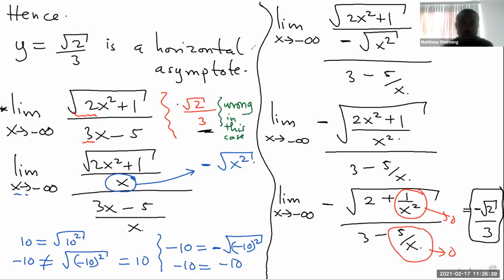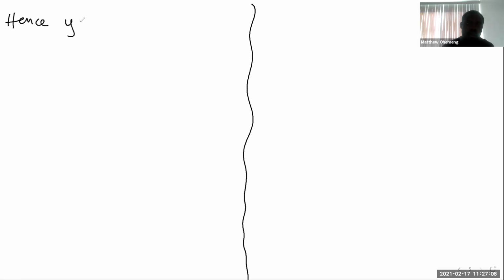Okay, so, I see something. For negative values, you can still modify the shortcuts to say that if you're taking the limit as s approaches negative infinity, then you have to be cautious of it possibly being a negative there. Do you see? So maybe you can modify the shortcut in that sense. So I can say, hence, y equal to negative square root of 2 over 3 is a horizontal asymptote. So there are two horizontal asymptotes here.